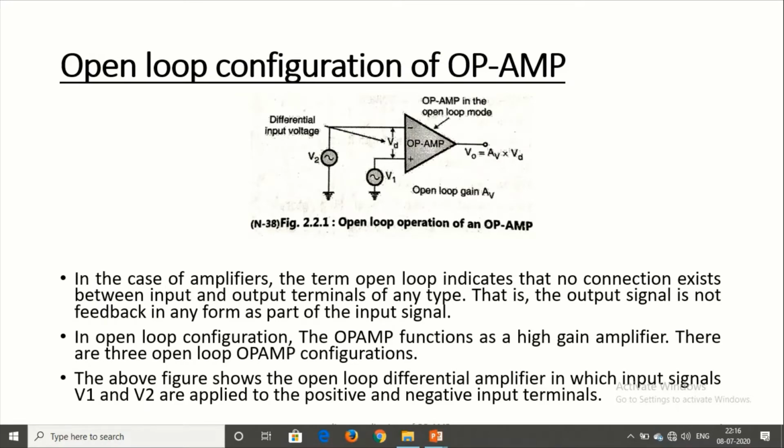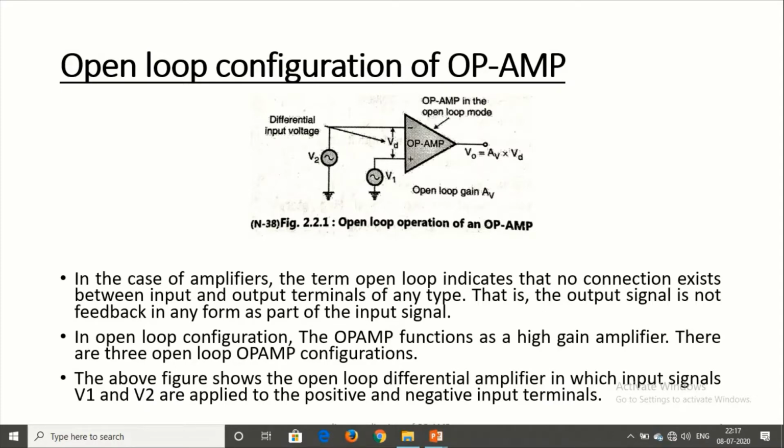Before understanding the linear application, we have to understand open loop and closed loop configuration of the op-amp. An op-amp can work in two different modes. The first one is open loop mode and the second one is closed loop mode. This is the figure for open loop configuration. All the ideal characteristics of op-amp discussed till now correspond to the open loop operation of the op-amp. The meaning of the open loop operation is that there is absolutely no feedback present from the output to the input. That means no part of the output gets connected to the input.